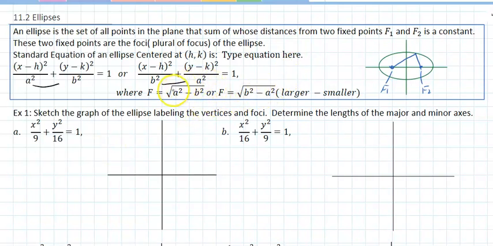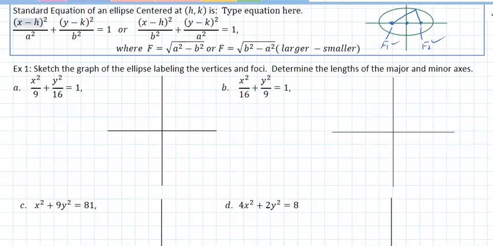And of course, everything's centered at the origin in section 11.2 and 11.3. 11.4 is where they shift those, so the shifts are not going to come up. Everything's going to be centered at the origin. Now the foci, in this case, and those are the two labeled right there, will be the square root of the larger minus the smaller in any order. So there's no set way of figuring that out.